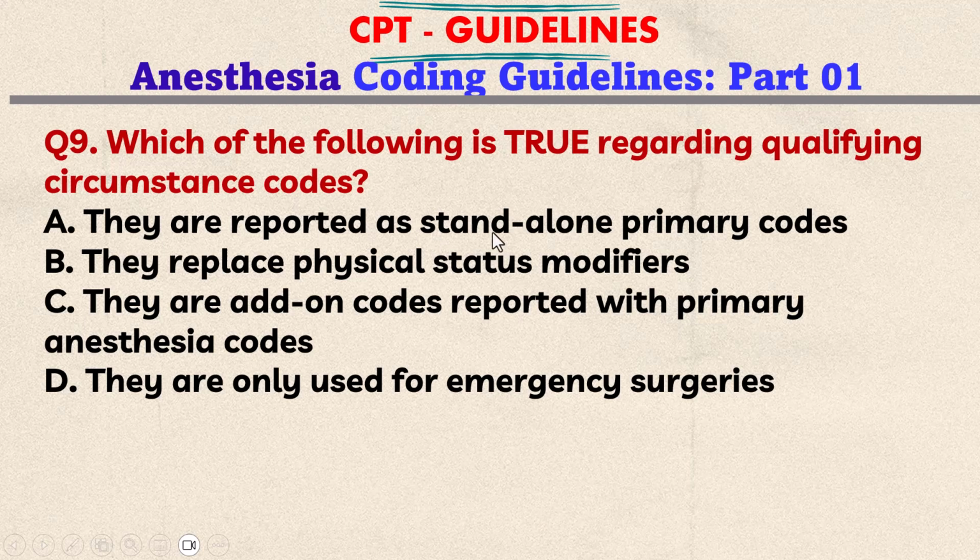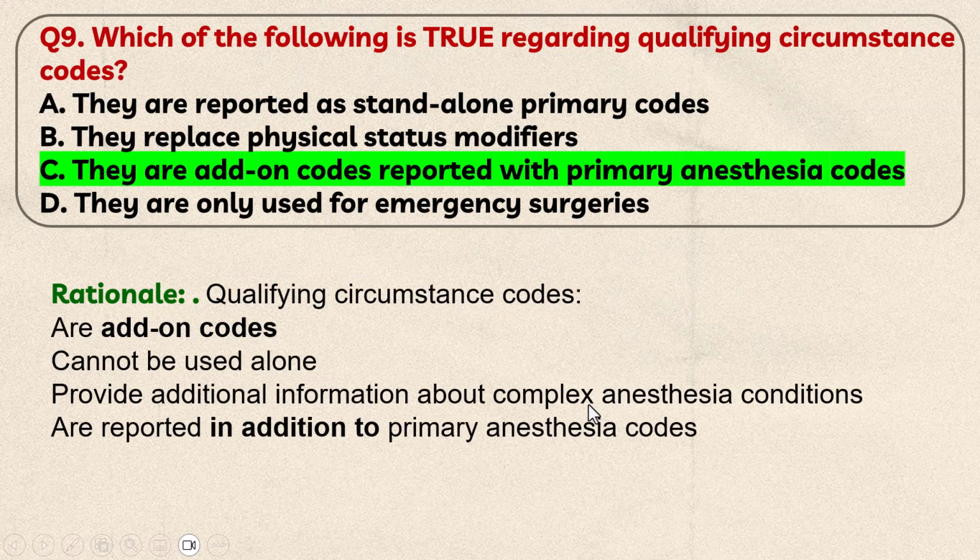Question number 9. Which of the following is true regarding qualifying circumstance code? A. They are reported as standalone primary codes. B. They replace physical status modifiers. C. They are add-on codes reported with primary anesthesia codes. D. They are only used for emergency surgeries. Think the answer. The correct answer is C. The qualifying circumstance codes are add-on codes, cannot be used alone, provide additional information about complex anesthesia conditions, and are reported in addition to primary anesthesia codes.